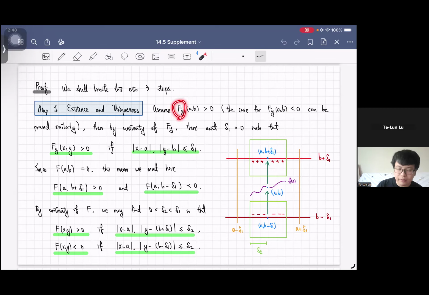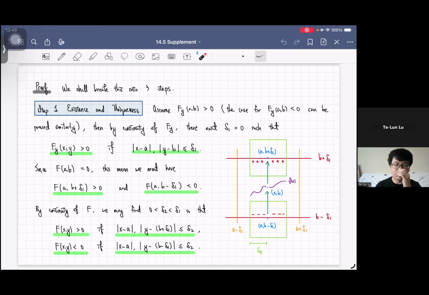So since Fy, this partial derivative, is continuous, we know that this is positive, meaning that locally it is positive. That is saying that Fy(x,y) is always positive whenever x and y are close enough to the point (a,b). So in this box, b plus delta 1, b minus delta 1, a minus delta 1, a plus delta 1, you can choose such delta 1 so small so that, because of the positivity of Fy at this point, Fy is positive on this small box.